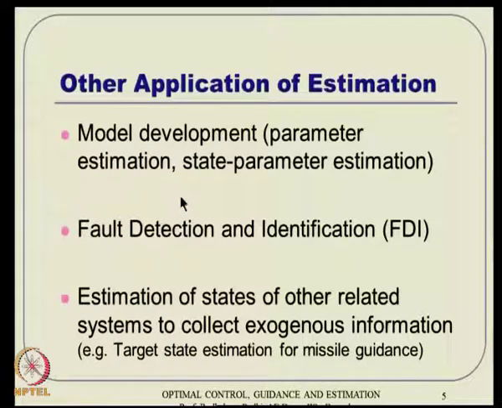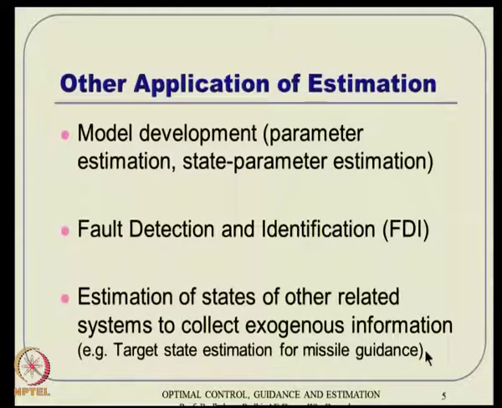That is fault detection. For example, in a nuclear power plant, if you think about temperature monitoring, and the temperature keeps on rising to some level, then it is probably very dangerous and you need to shut down the plant. So, there is something faulty going on there. That kind of information can be obtained using these FDI techniques, fault detection and identification techniques. Essentially, these are estimation things. And there is also the estimation of states of other related systems to collect exogenous information, which is the thing that I was talking about. The target information in missile guidance problems is typically obtained through our own sensor.